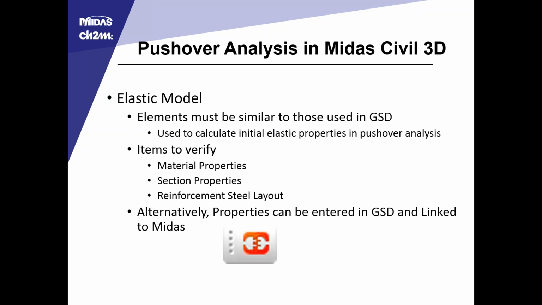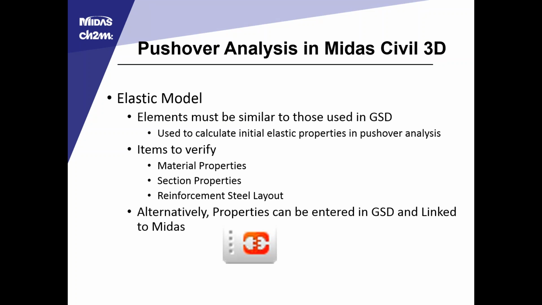With the elastic model, the elements used in the elastic model need to be similar to those used in the general section designer. That seems to go without saying, but when we're iterating designs, it's possible to be in 2 programs and have a tendency to change something in one place, forget to change it in the other place. And it's just important to point out that we need to make sure they stay the same in both places, because the initial inputs in the elastic model are used to calculate the initial elastic properties when we're doing the pushover analysis. So things to verify with that are the material properties, the section properties, and if reinforcement steel is put into the original model, that needs to be the same.